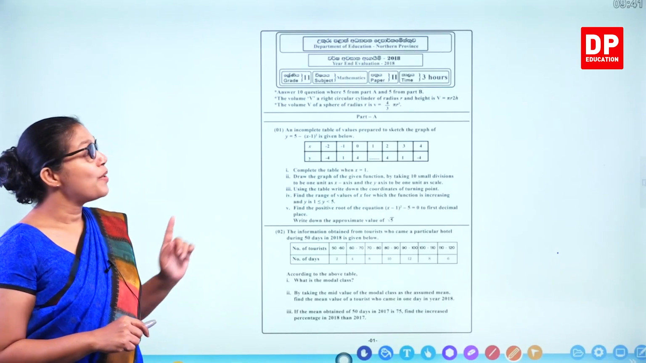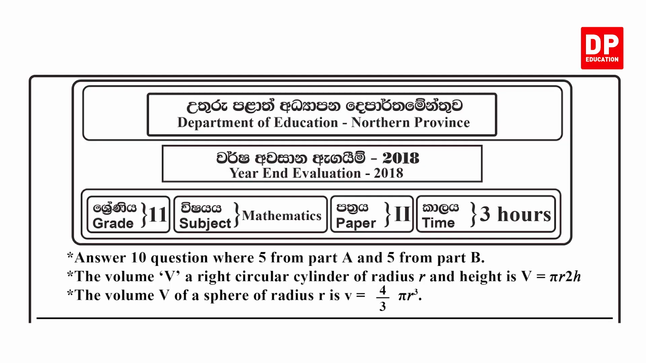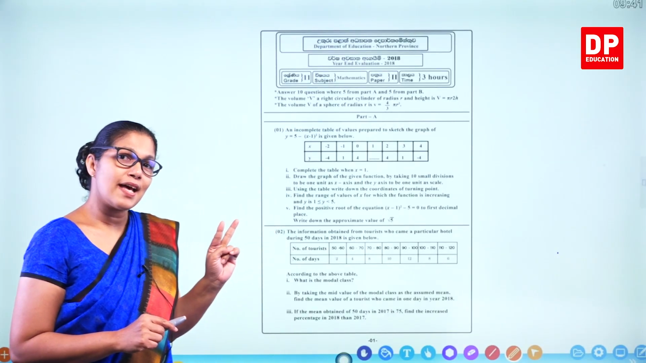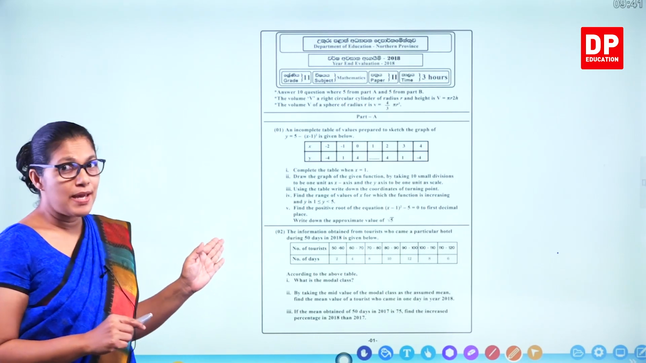Hello students, now we'll do paper 2, 2018 end of year evaluation, Department of Education, Northern Province. So paper 2, you get 3 hours and 2 parts are there, part A and B.